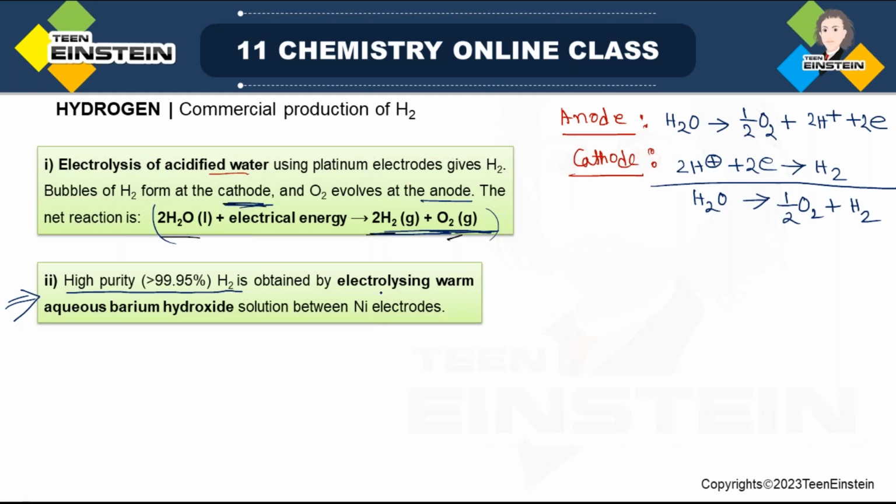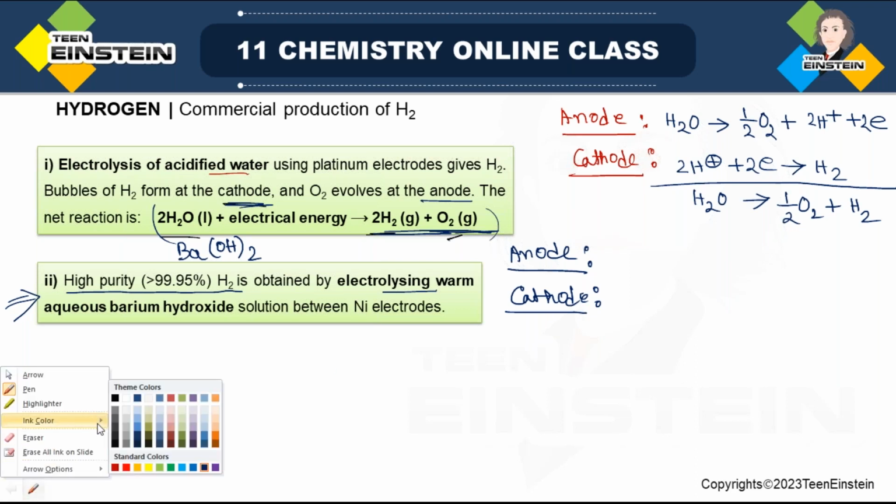And the answer is, again we will do electrolysis, but now of warm aqueous barium hydroxide. Barium hydroxide is this molecule, Ba(OH)2. Barium is from group 2, an alkaline earth metal, between nickel electrodes. Now what are the reactions going on at the anode and cathode, that we will see. So again you may get a question: what are the individual reactions going on at the cathode and anode?